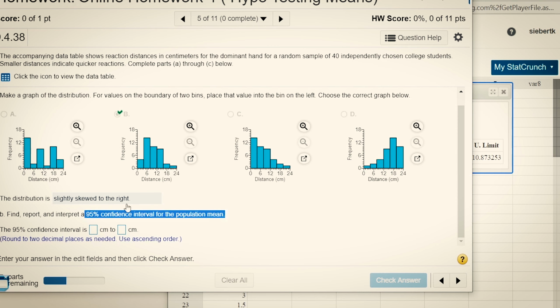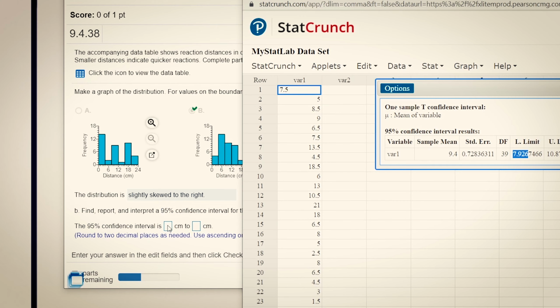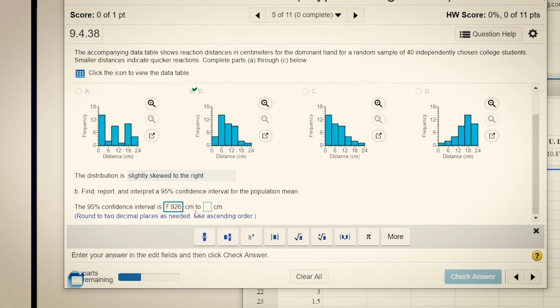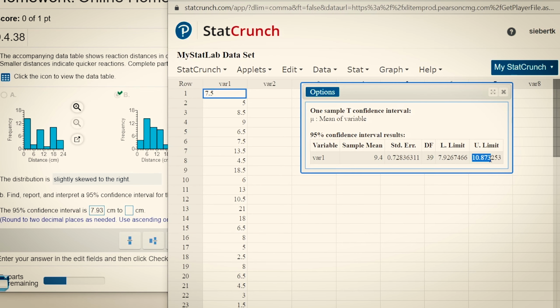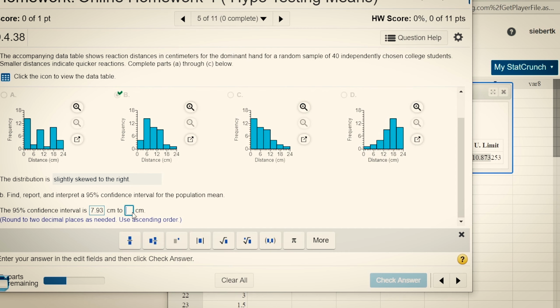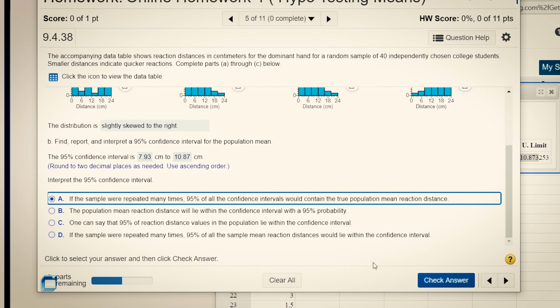So how many decimal places? Round to 2 decimal places. So I will keep 3. 7.926 will round to 7.93. 10.873 will round to 10.87. Fantastic. Okay, let's talk about this interpretation of confidence intervals.